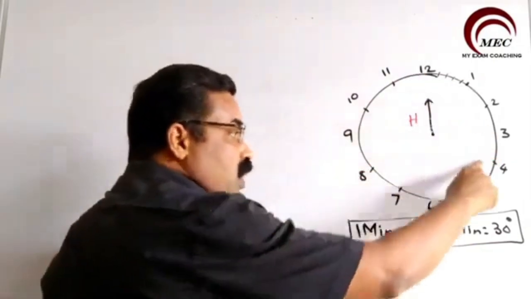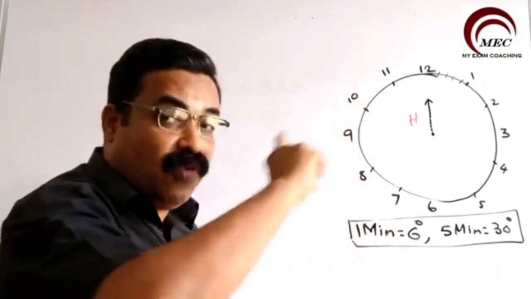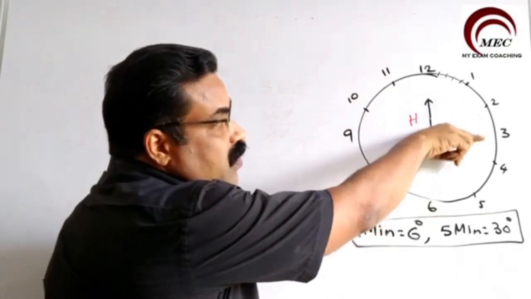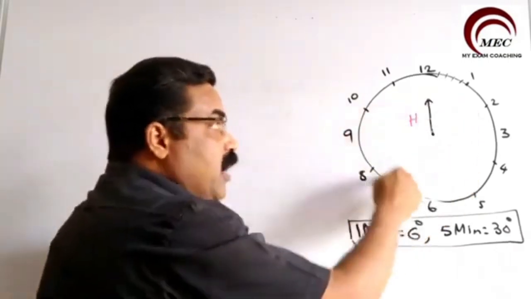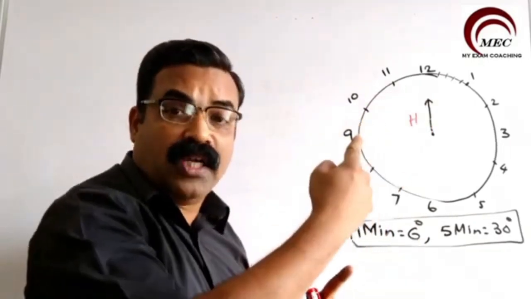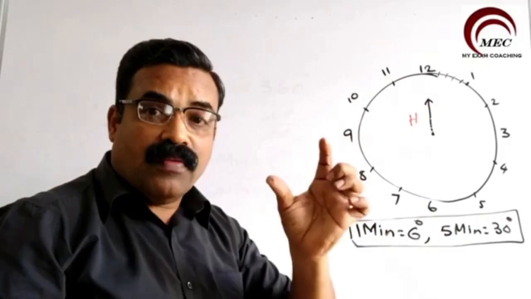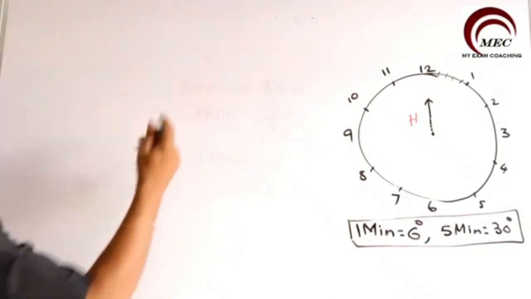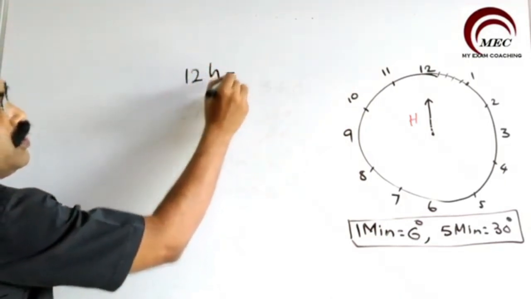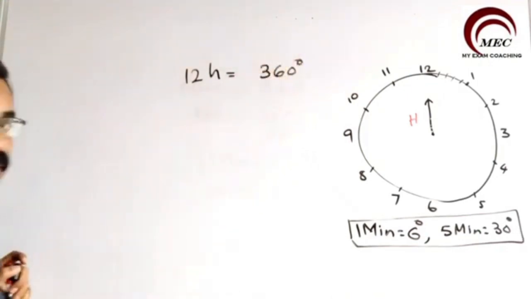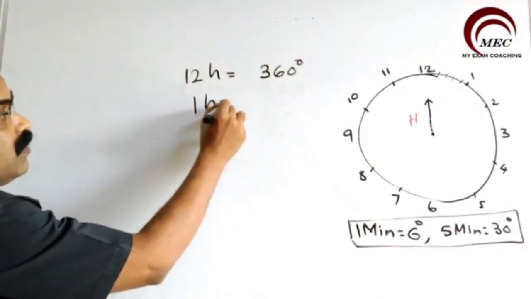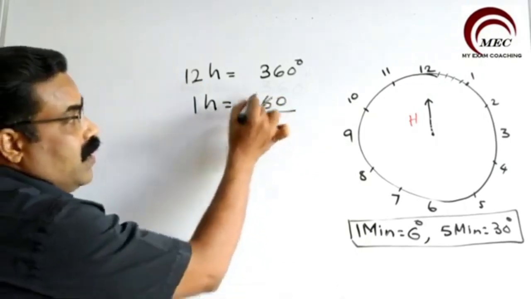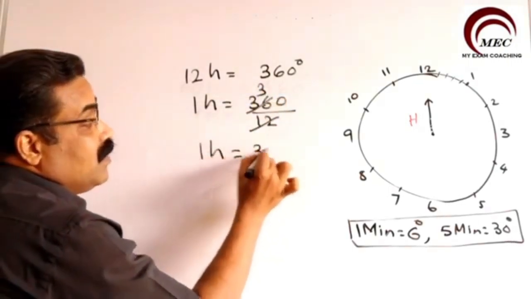When the hour hand makes a full rotation, it takes 12 hours. From here 1 hour, 2 hour, 3 hour, 4 hour, like that. When it comes back to this position after completing one full rotation, this will be equal to 12 hours. The 12 hours will be equal to 360 degree. So I can write, students, 12 hours is equal to 360 degree. That means 1 hour is equal to 360 divided by 12. I can cut this 12 3 times, so 1 hour is equal to 30 degree.